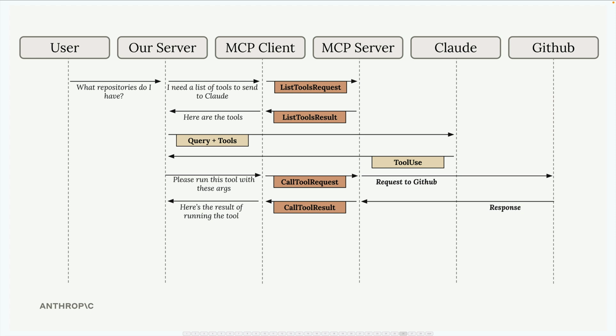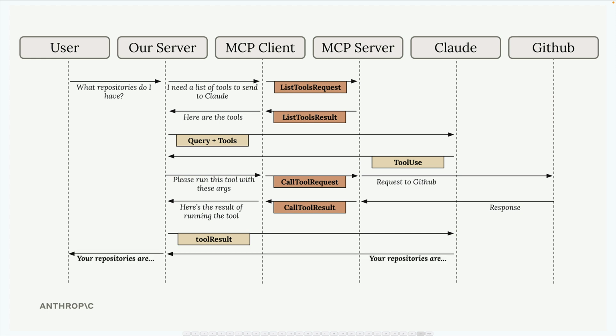Now our server has the list of repositories and it can make a follow-up request to Claude with the tool result part inside of a user message. So this tool result would include the list of repositories that Claude was asking for. And now Claude has all the information it needs to formulate a final response. So it'll write out some text of something like "your repositories are," and then send that back to our server, and our server would send it on back to our user.